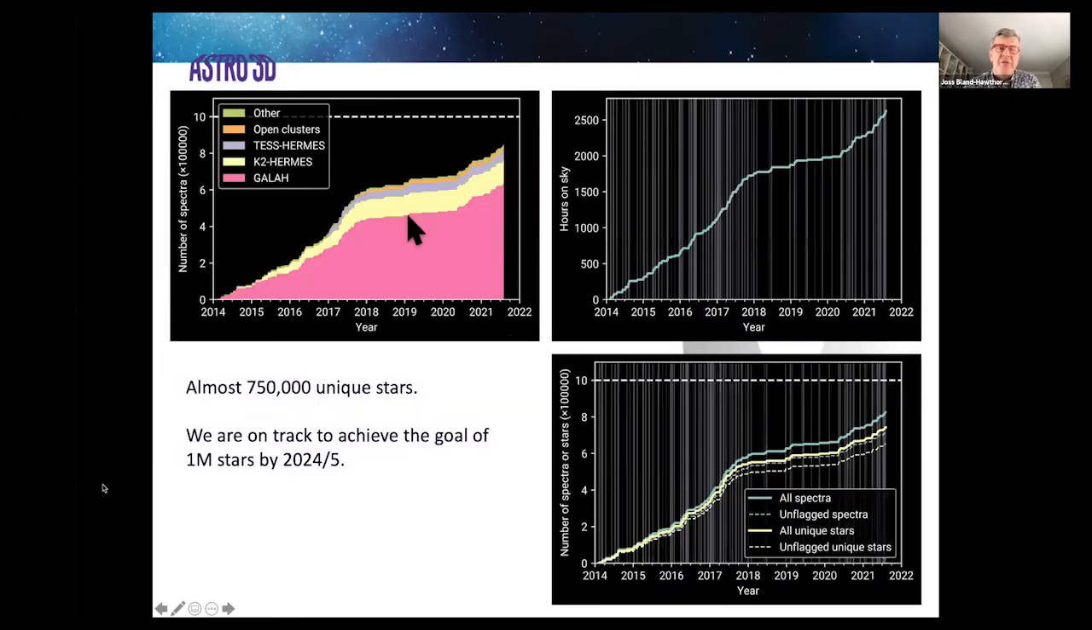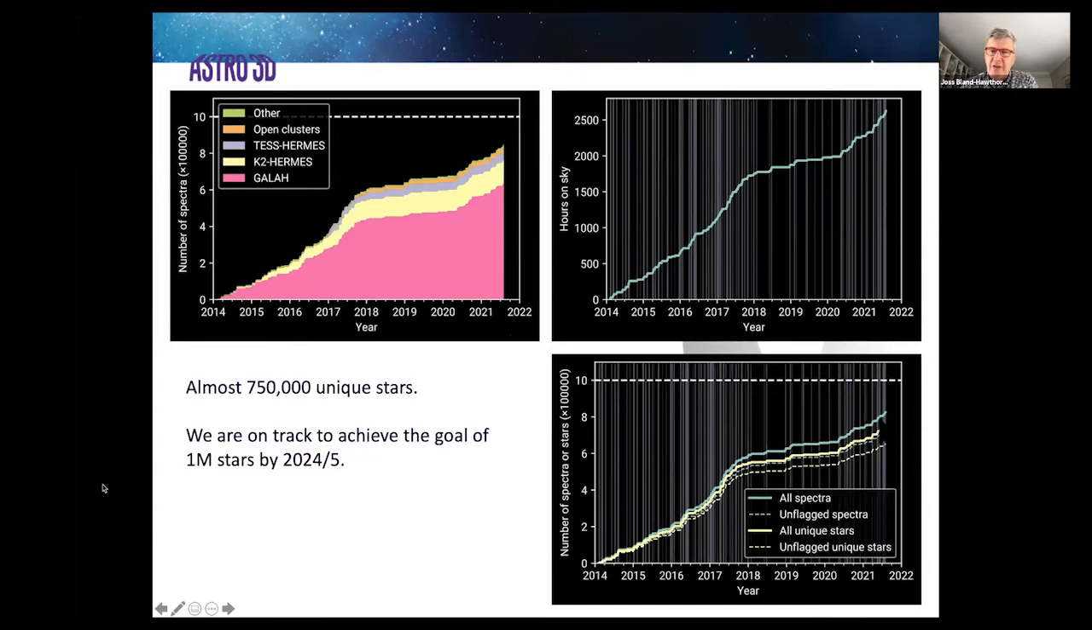Also there are summary slides that show you how the survey is tracking. This is from 2014 onwards. The different colors show you the different amounts of stars being observed under each of these surveys. So GALAH dominates, but we're getting very good science results from the K2 Hermes and the TESS Hermes surveys. And you can see what's happening on sky. There's been an acceleration of activity in the last few semesters, and we've got good time allocated in the next few semesters ahead of us.